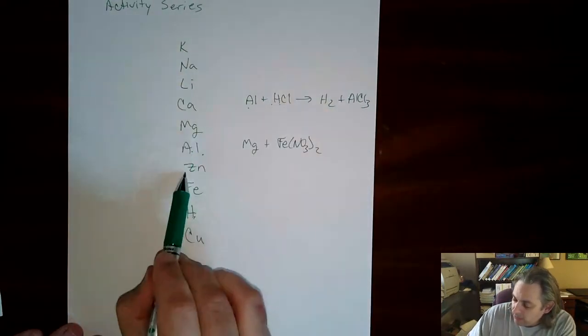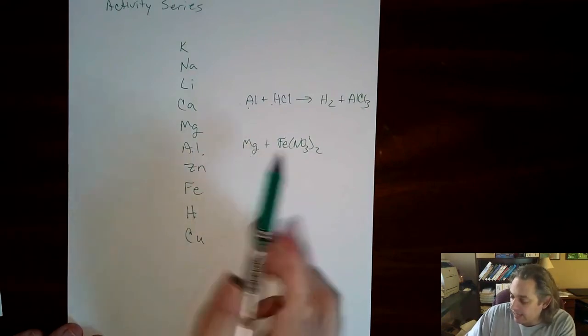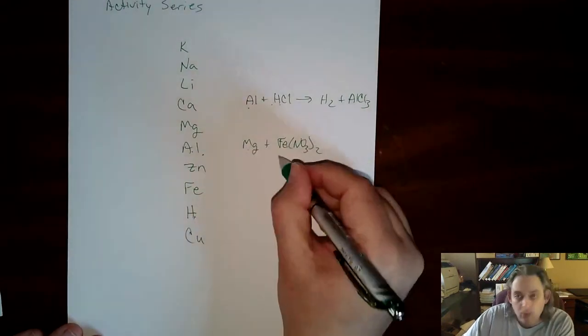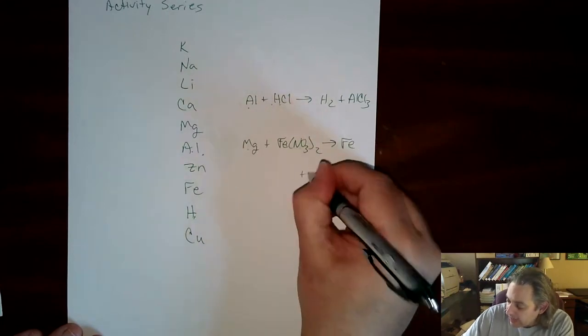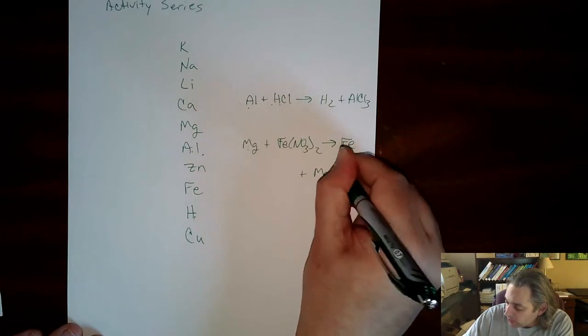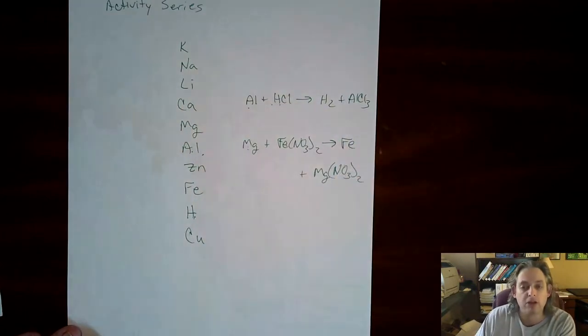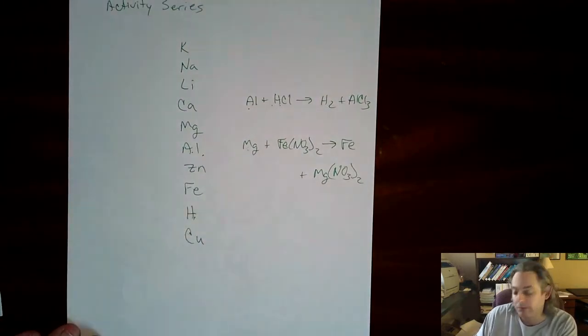So magnesium is above iron, so that means that magnesium is more reactive than iron, and so magnesium will kick out iron to make iron, and then the magnesium will react to be Mg(NO3)2, and we have to have 2 of that because of the charge of the magnesium. And so this would be a single replacement reaction.